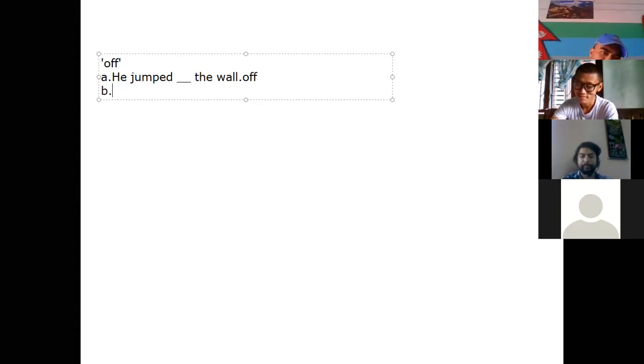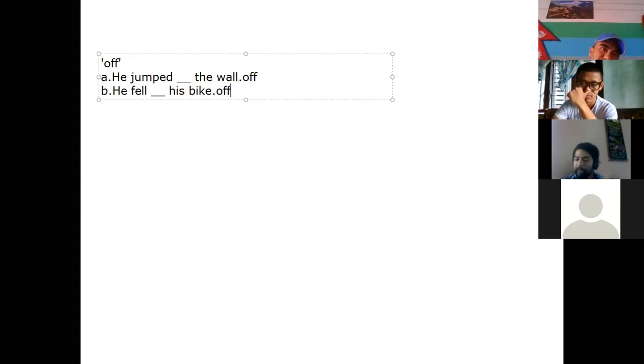Next: he fell off his bike. Not fell from, fell off. Even for a road, in English you have to use off, not from. Most of the students confuse it with from, write from, and lose the marks. Jump from is jumped off.